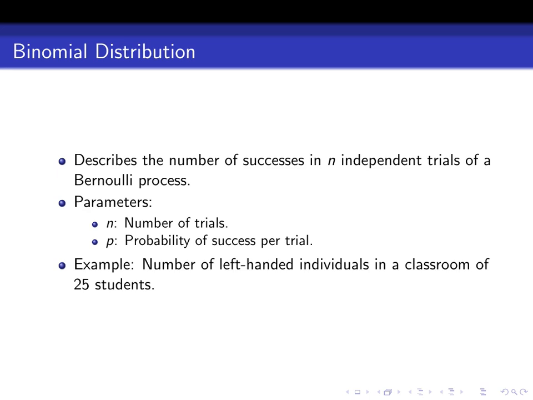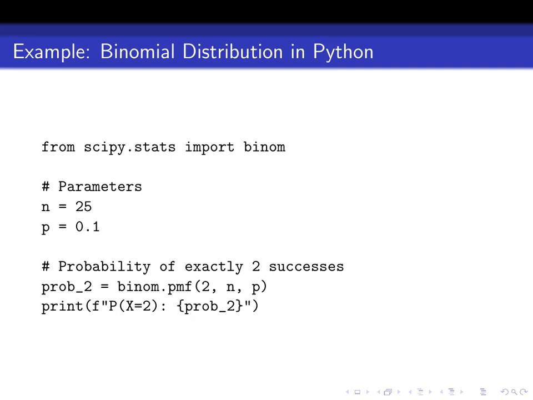The binomial distribution builds on Bernoulli trials by describing the number of successes in n independent trials. For example, it can model the number of left-handed individuals in a group of 25 students. In the corresponding Python example, the code calculates the probability of observing exactly two successes.